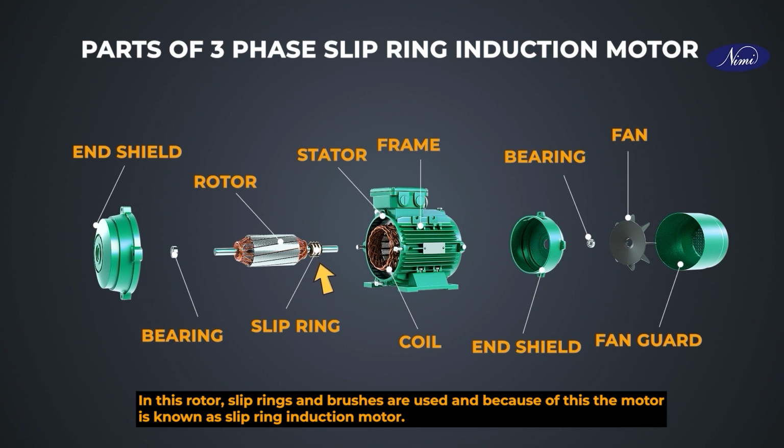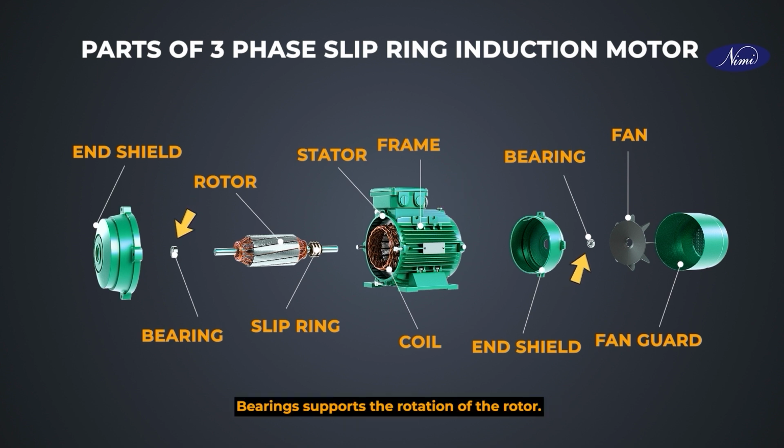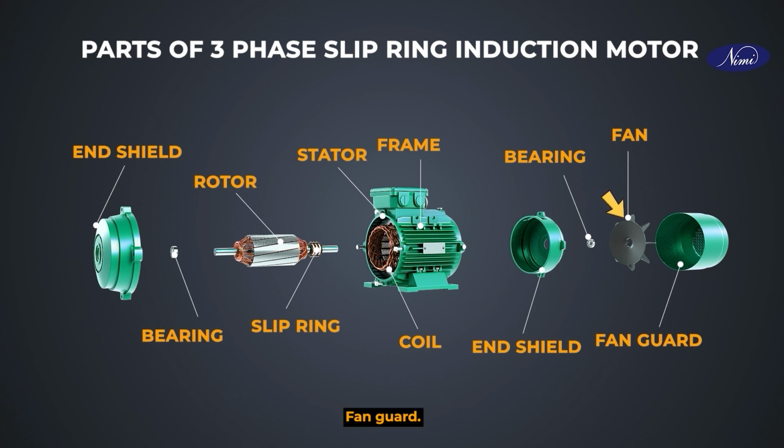Motor frame. A motor frame is the supporting structure of the motor assembly. Bearings. Bearings support the rotation of the rotor. Fan. Fan cools the motor. Fan guard. It is used to protect the fan.